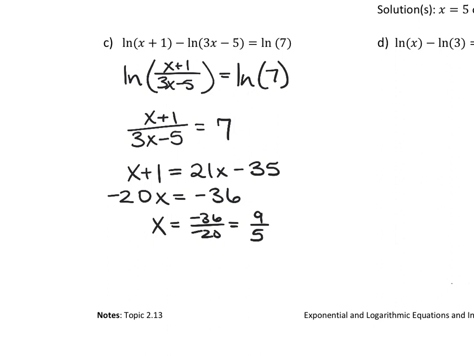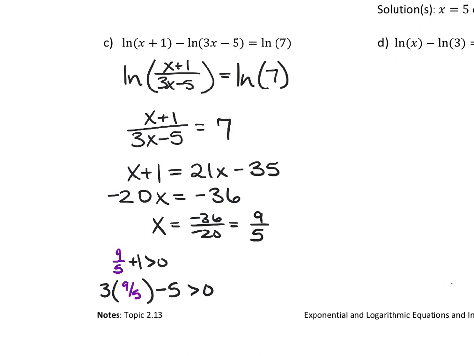But we can't box this answer yet because we have to verify that it is actually okay based on the arguments. So I'm going to take this number 9/5 and I'm going to plug it into each and every argument. We will check and see if 9/5 plus 1 is greater than 0. We will check and see if 3 times 9/5, I didn't write the 1, minus 5 is greater than 0. And then technically you would plug it into 7, but there's nothing to plug it in there. So 7 being greater than 0 is already good.